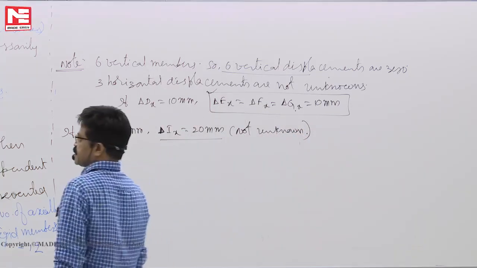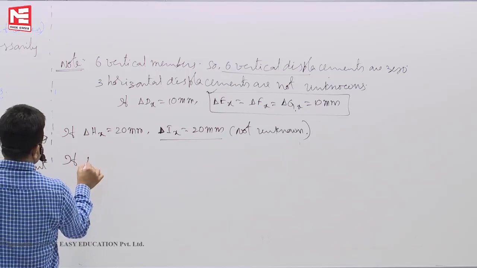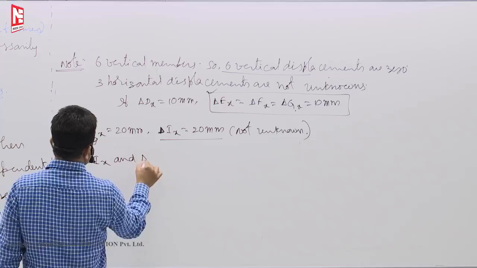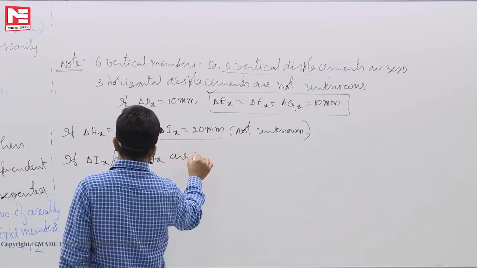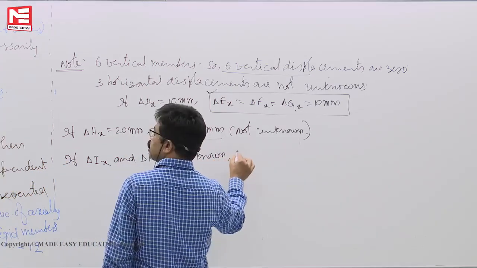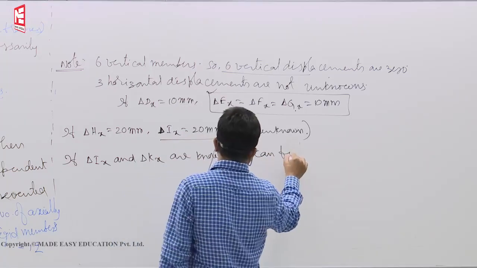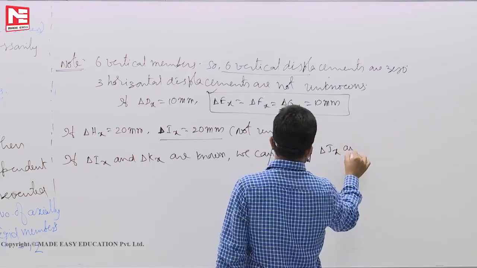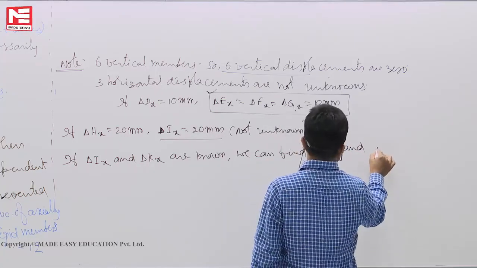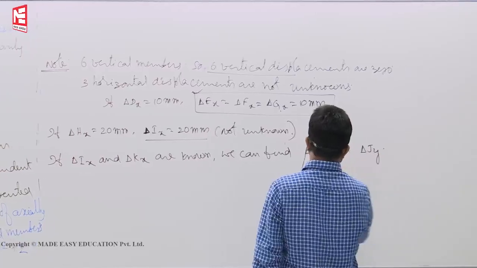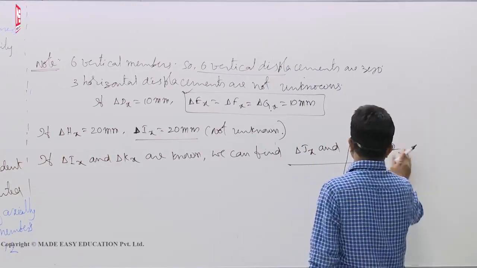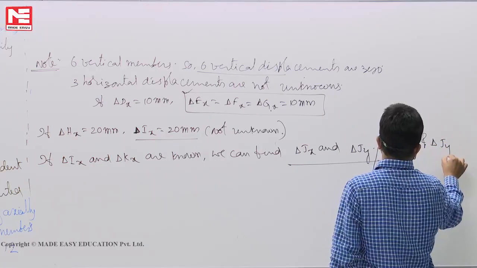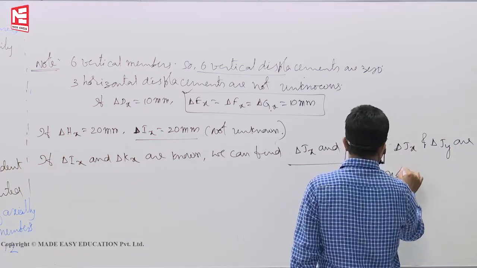Okay. Next, if delta ix and delta kx are known, we can find delta jx and delta jy. So delta jx and delta jy are not unknowns.